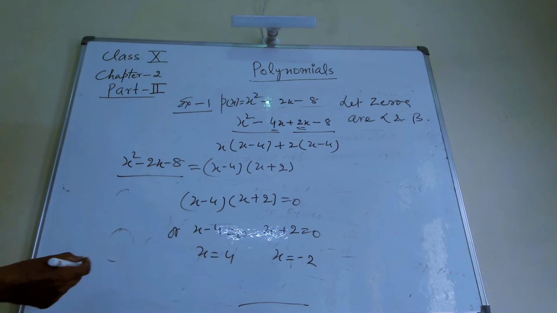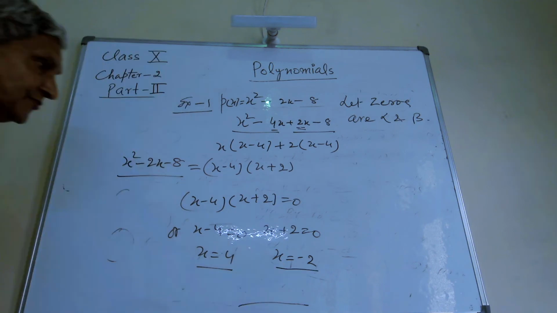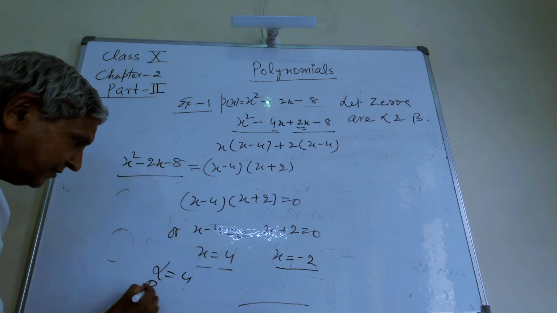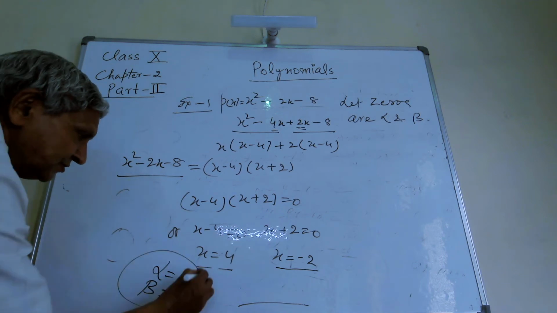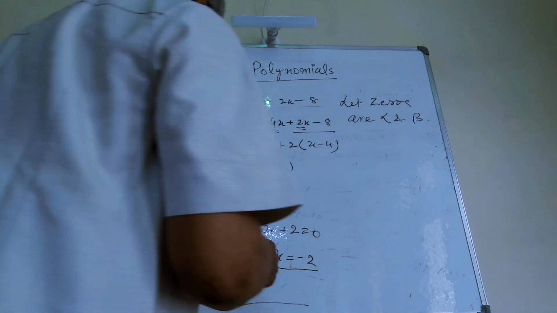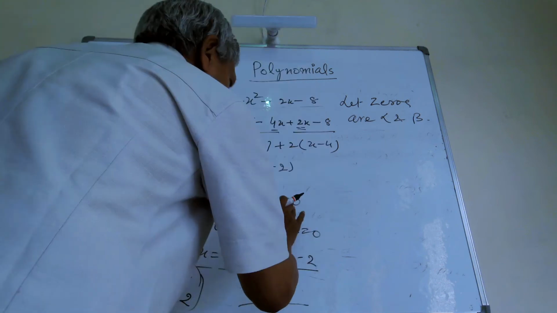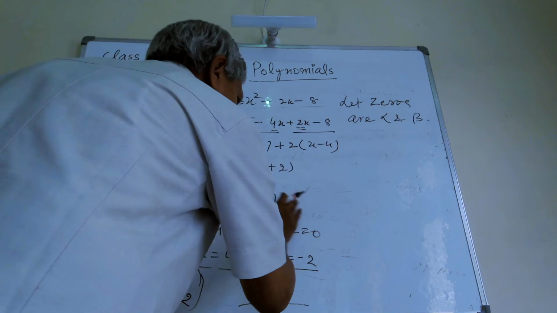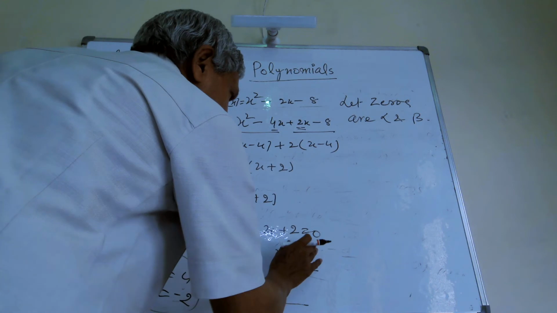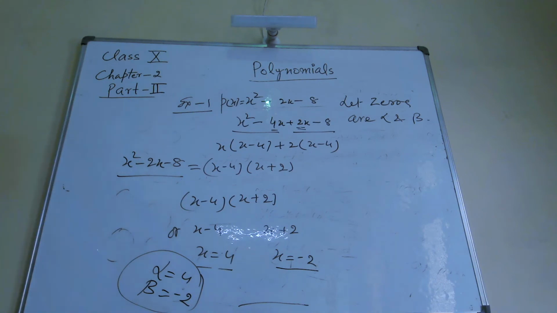This is the condition. x is equal to 4 and x is equal to minus 2, and these are the two zeros. Alpha is equal to 4 and beta is equal to minus 2. These are the two zeros. So the zeros of this polynomial, this is not an equation. It will not be proper to write equal to 0. Yeah, I have written it for your understanding.